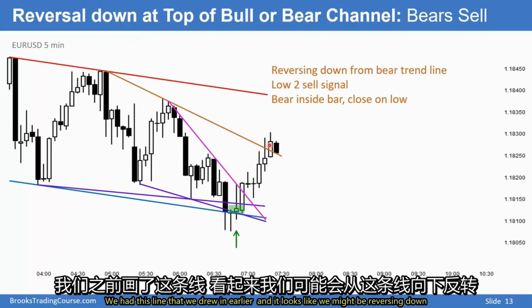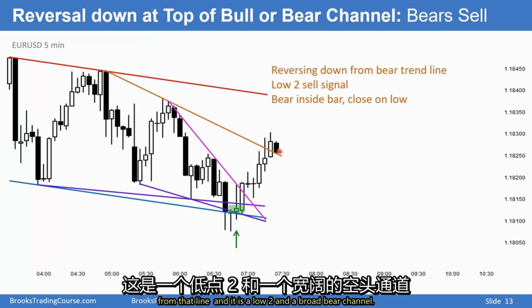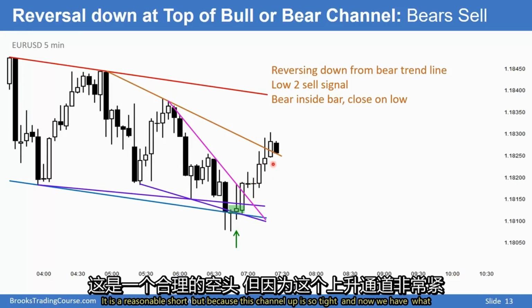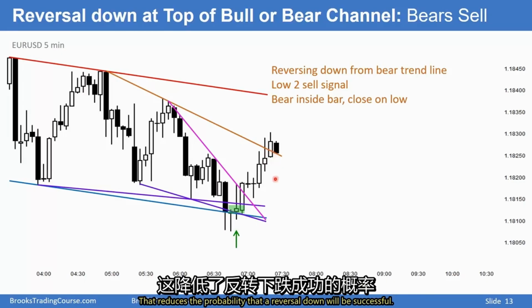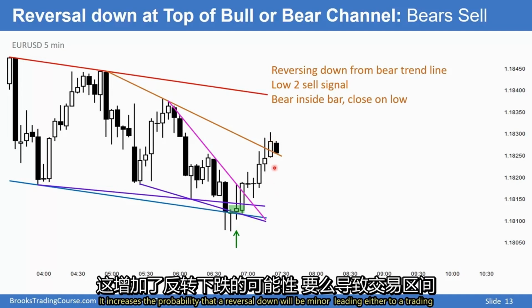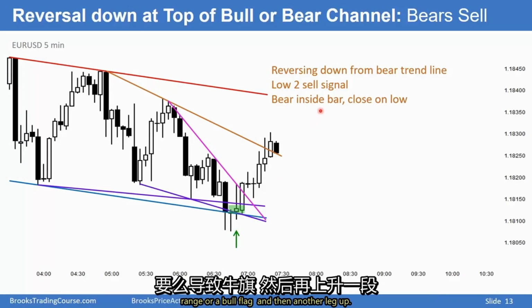We had this line that we drew in earlier, and it looks like we might be reversing down from that line. And it is a low 2 in a broad bear channel. It is a reasonable short, but because this channel up is so tight, and now we have 8 bars without a bear bar at this point, that reduces the probability that a reversal down will be successful. It increases the probability that a reversal down will be minor, leading either to a trading range or a bull flag and then another leg up.